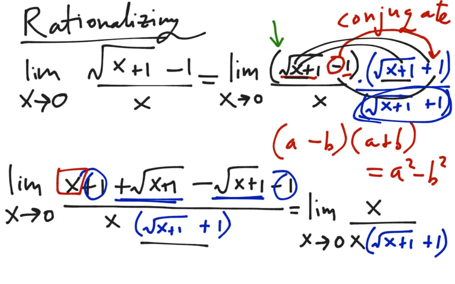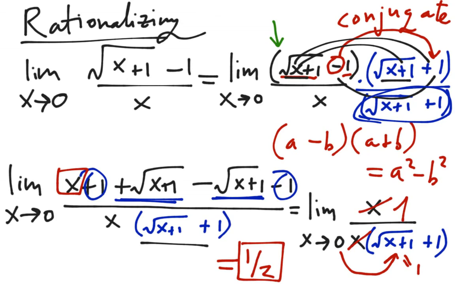Hey, almost done. Really quick, what's going to happen with these x's? They're going to cancel out, and you are still left with a 1 on top. Make sure that you don't forget that. But now, this is great, because now we can plug in 0, right? The square root of 0 plus 1 is just 1, and then 1 plus 1 is 2, and then we have 1 divided by 2. So this limit eventually works out to be 1/2 using the rationalization technique.